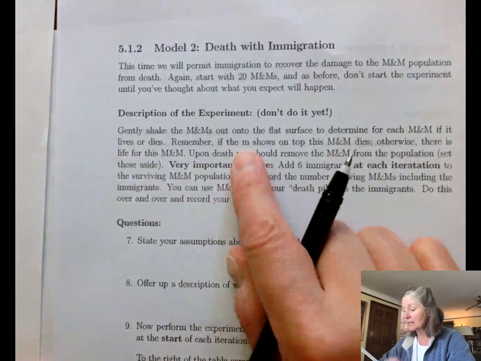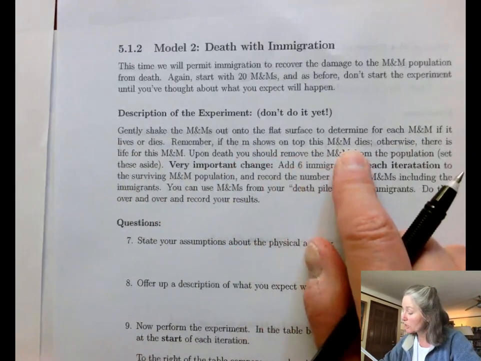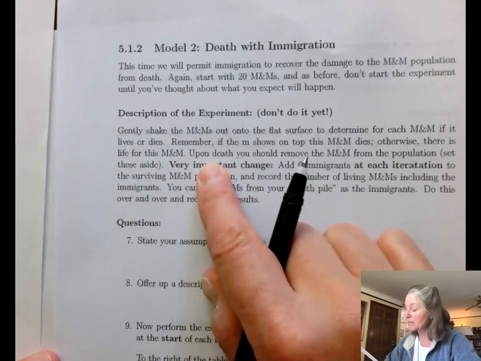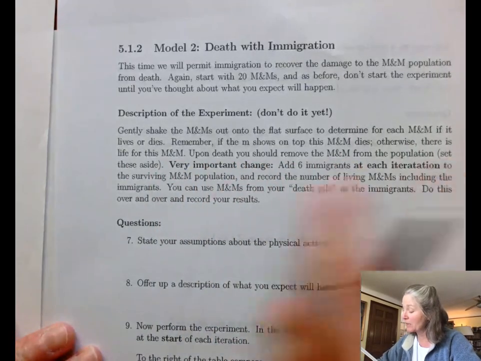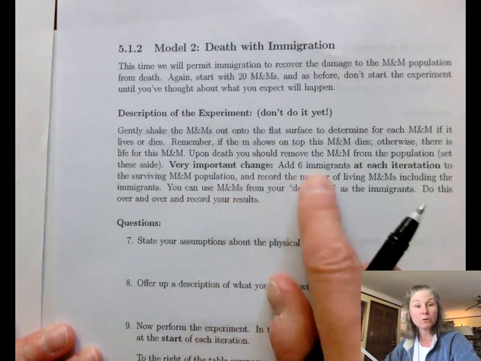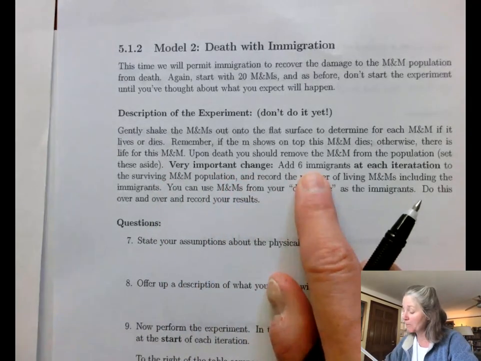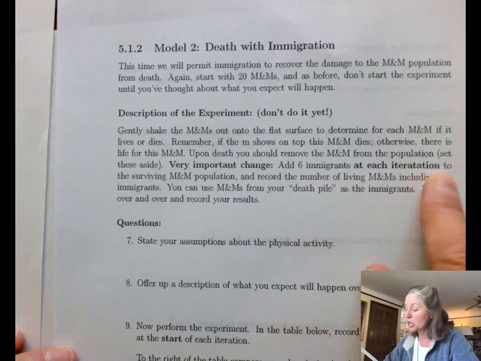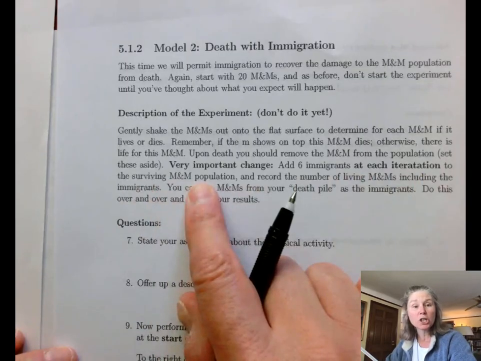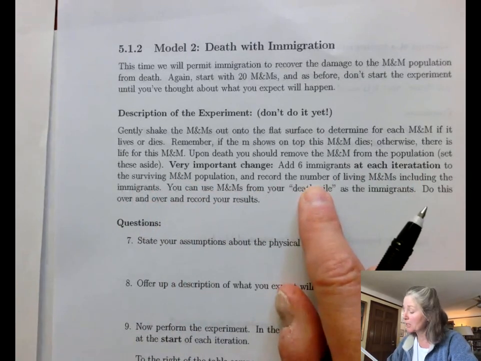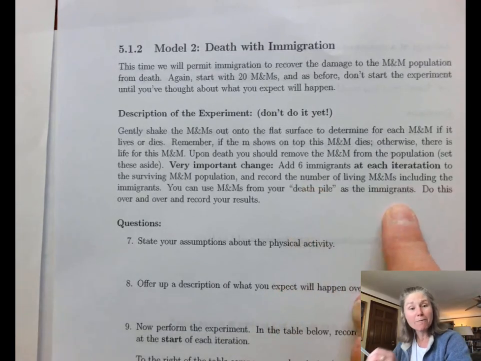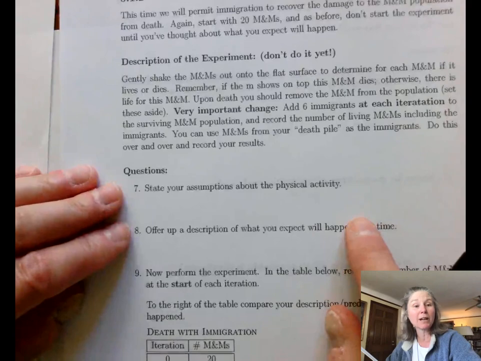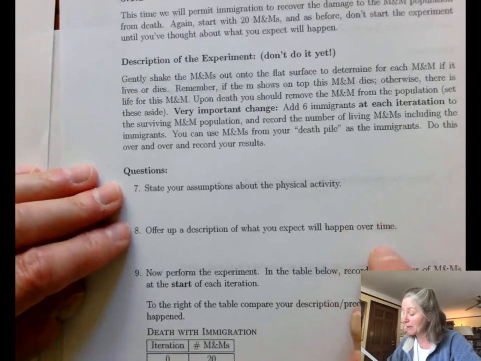We're going to gently shake these M&Ms out onto a flat surface to determine for each M&M if it lives or dies. If the M shows up on top, the M&M dies. So if I get heads, that coin is going to die. Otherwise, there is life left. Upon death, we're going to remove those M&Ms, or those pennies, from our population. And then the very important change is that I am going to return 6 pennies to my population at each iteration, to the survivors. Now, after I've put those 6 back in, I'm going to write down how many I have that are still alive.